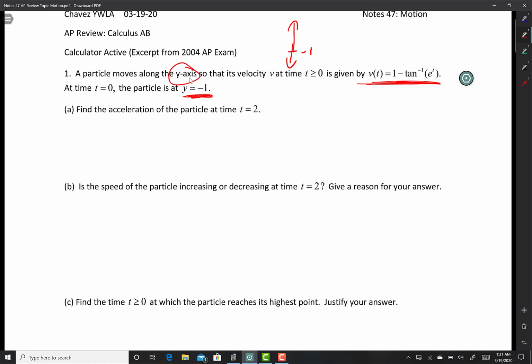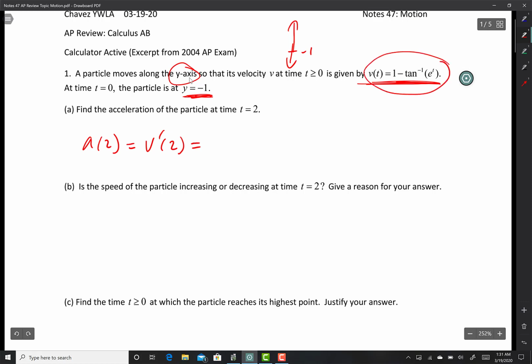This is a straightforward question, guys. To find the acceleration of a particle, we take the derivative of velocity. So we just got to show that. So here's the setup. I'm going to say acceleration at 2 is equal to the derivative of velocity at 2. And that equals, well, I'm going to take the derivative of this guy, and I'm probably going to be using this guy over and over again, guys. So what I would recommend is for you to type this into your Y1 of your calculator.